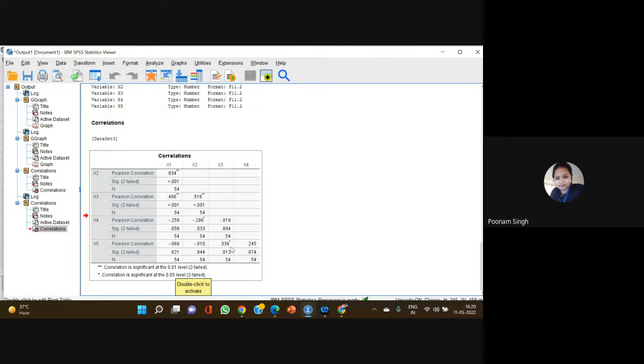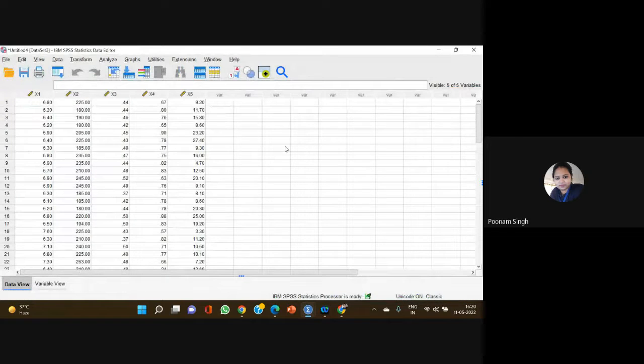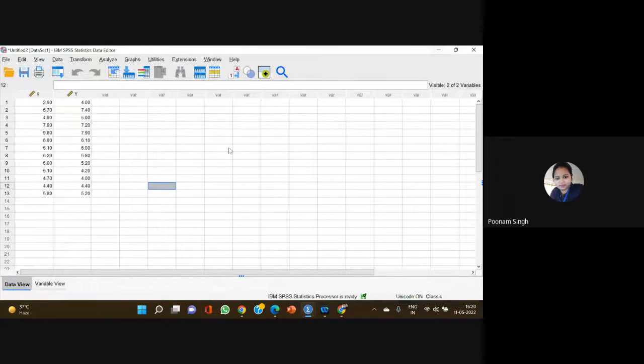So in this way you can calculate the correlation for more than two variables, and you can calculate the correlation for two variables also. This is how you can do it. So any problem up till now, you can tell me. We will move to the next.